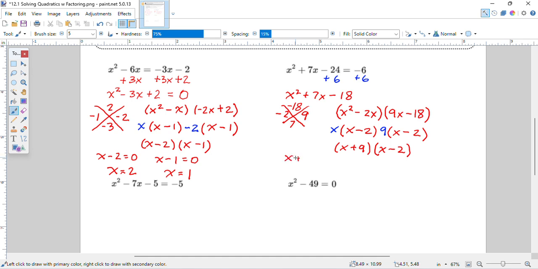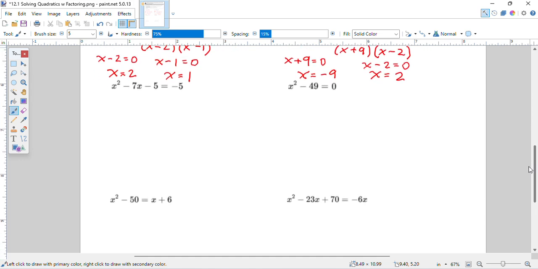x plus 9 equals 0. If I want to get x by itself, I'd have to subtract from both sides, leaving me with x equals negative 9. And then I have x minus 2 equals 0. In this case I'm adding, it's negative 2, so I'm going to add 2 to both sides. I'm left with x equals positive 2. Okay, and those are my solutions, negative 9 and 2.